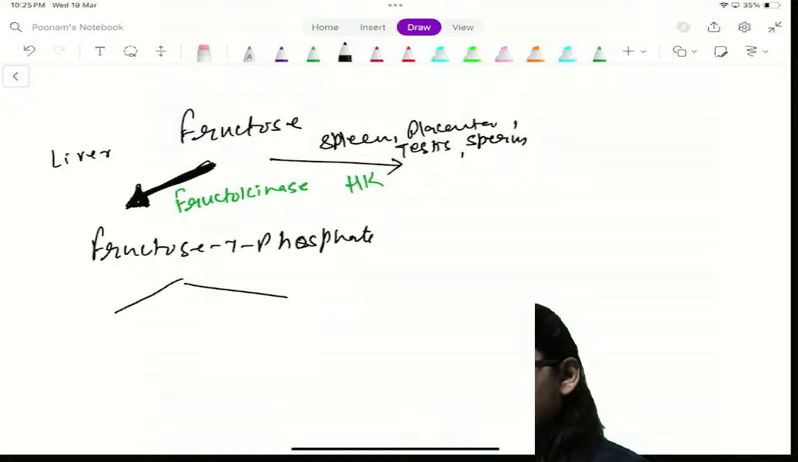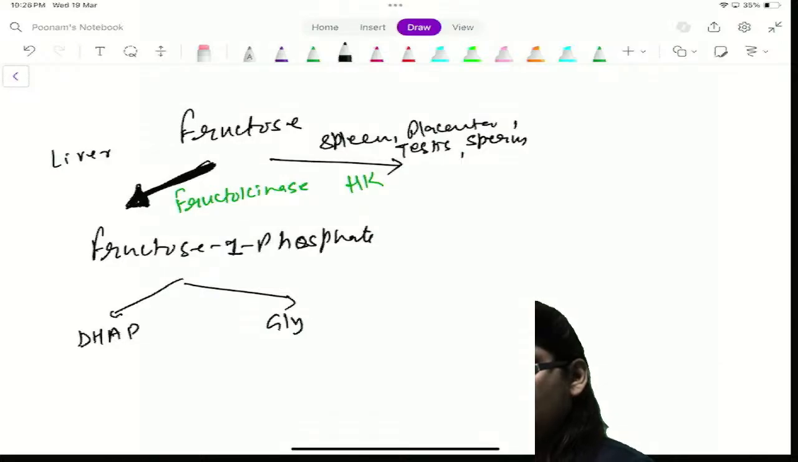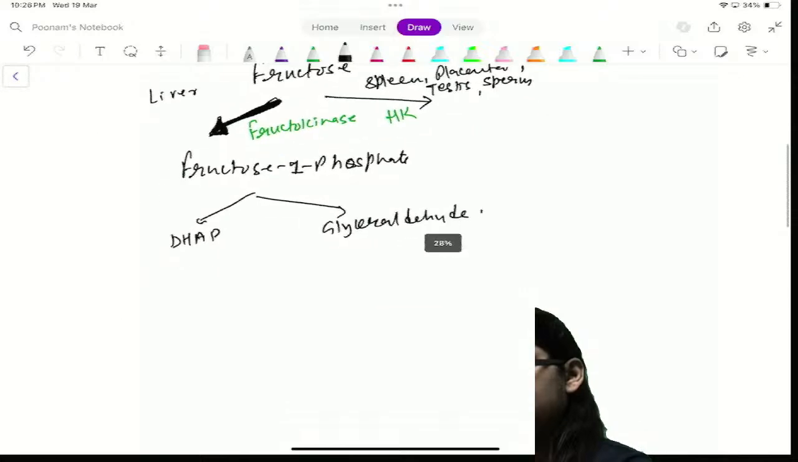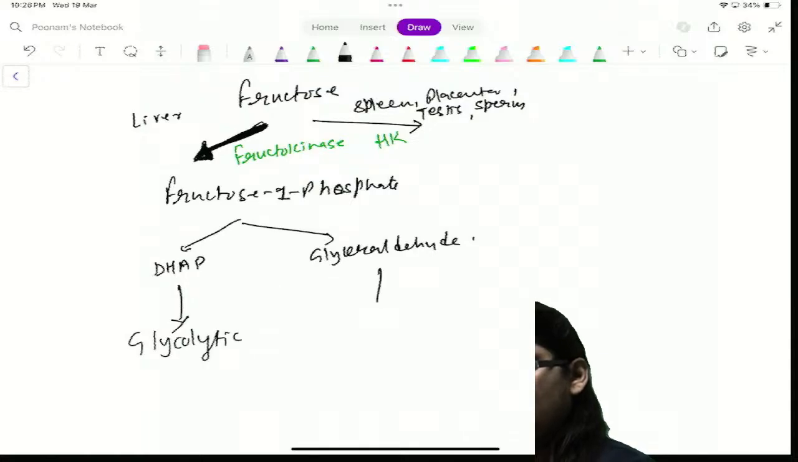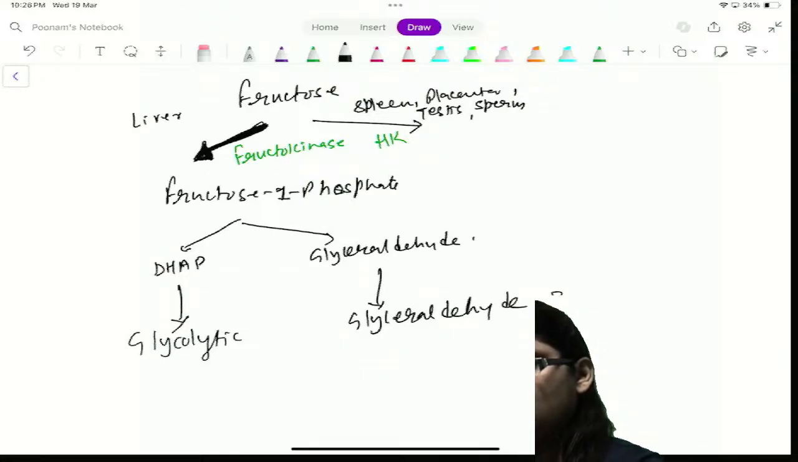which is going to split into two, DHAP and glyceraldehyde. DHAP enters the glycolytic route, and glyceraldehyde, after getting converted to glyceraldehyde 3-phosphate, is going to enter the glycolytic route.